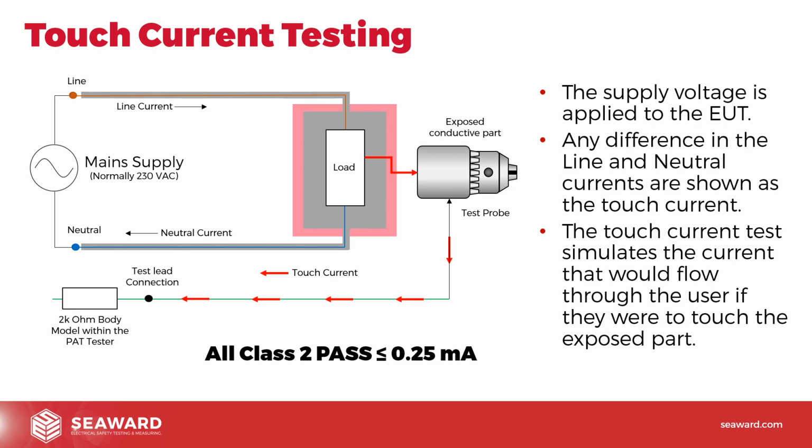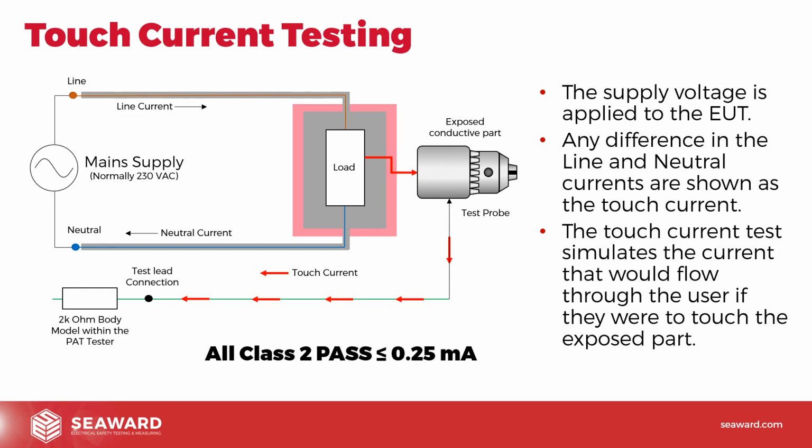So again, this is still generally a differential measurement, but obviously the differential current is also the touch current. The touch current test simulates the current that would flow through the user if they were to touch exposed parts. So you can see what's going on here. And again, safety precautions: we need to make sure that if we are doing these sorts of tests, we have taken precautions exactly the same as any of the other leakage tests.